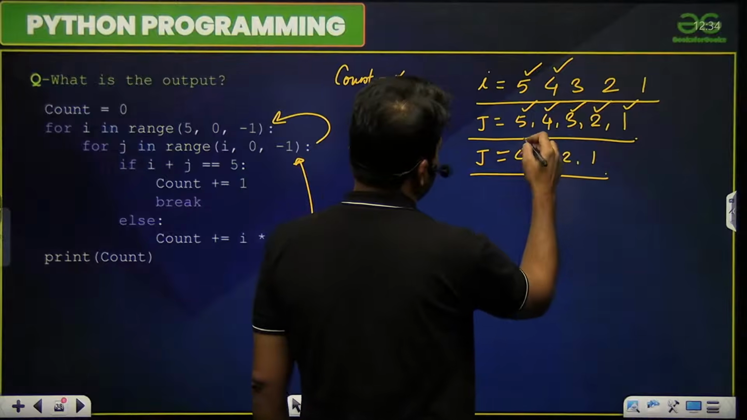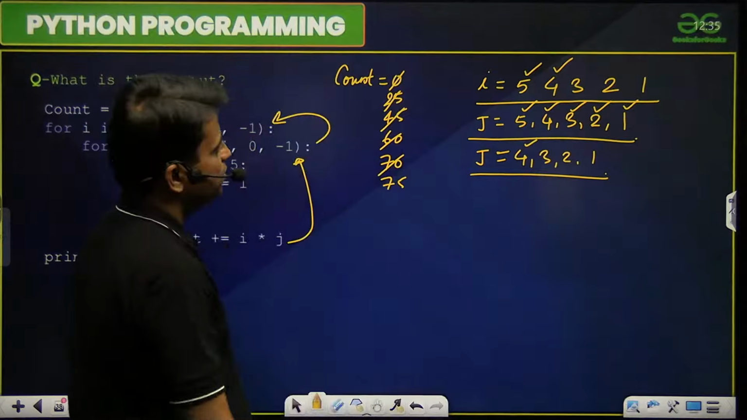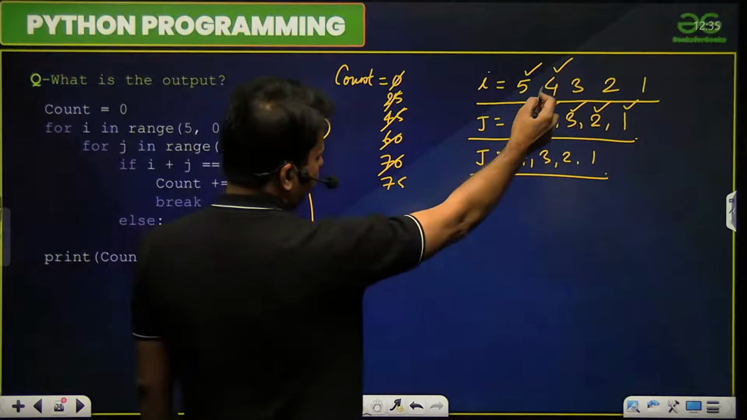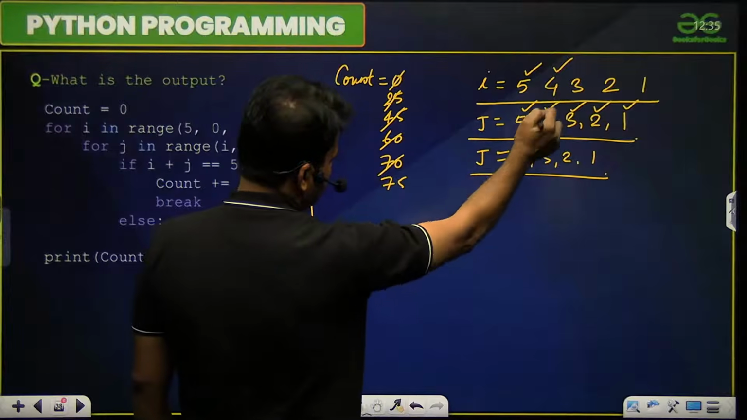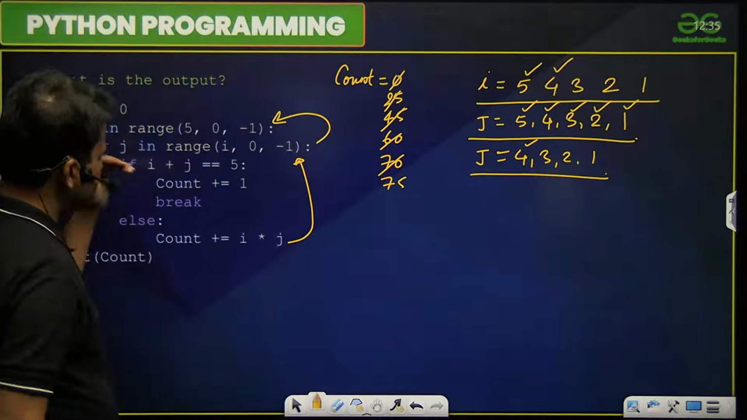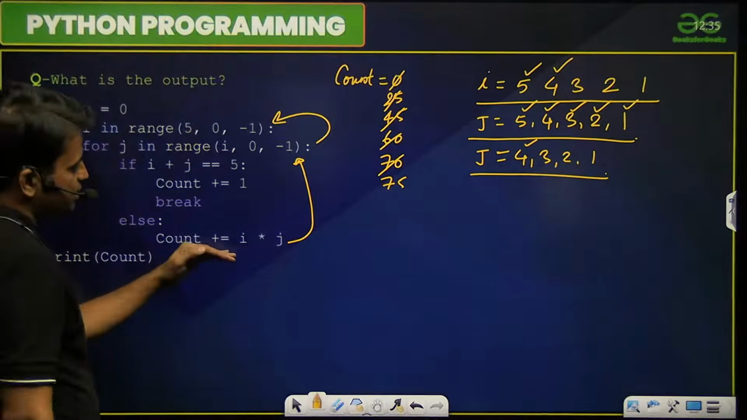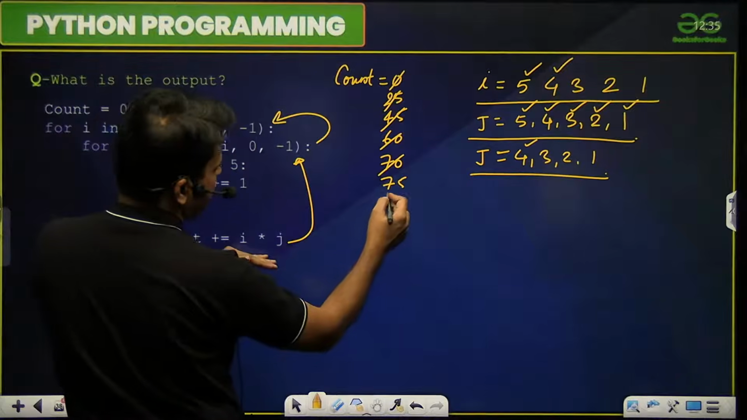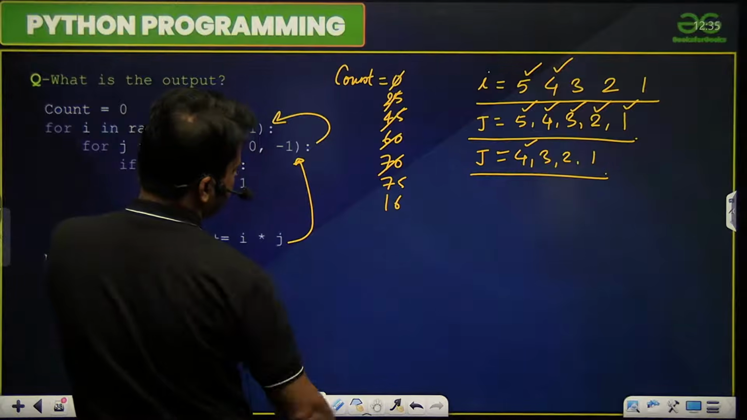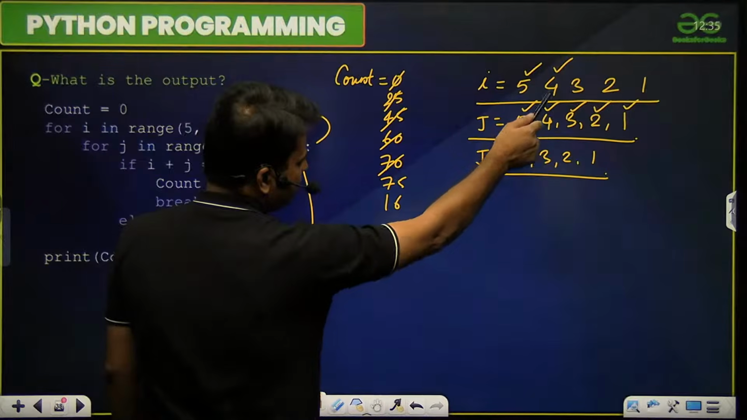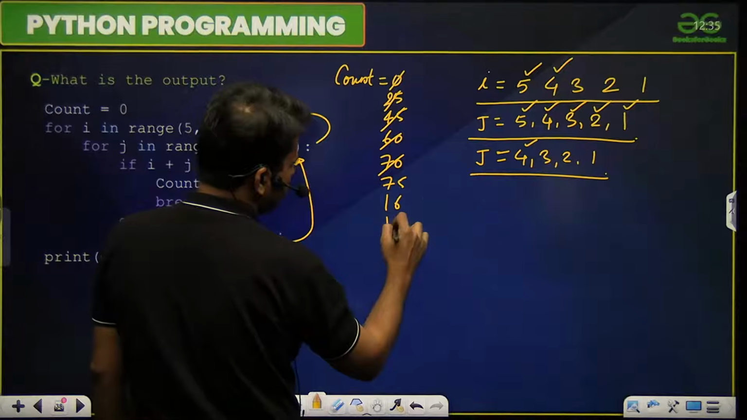Now i equals 4 and j equals 4. Is 4 plus 4 equal to 5? No. Again, count equals count plus i times j. 4 times 4 will be how much? 16. Is the pattern clear, children? 4 plus 3 is 7, again false, so 12 will be added.